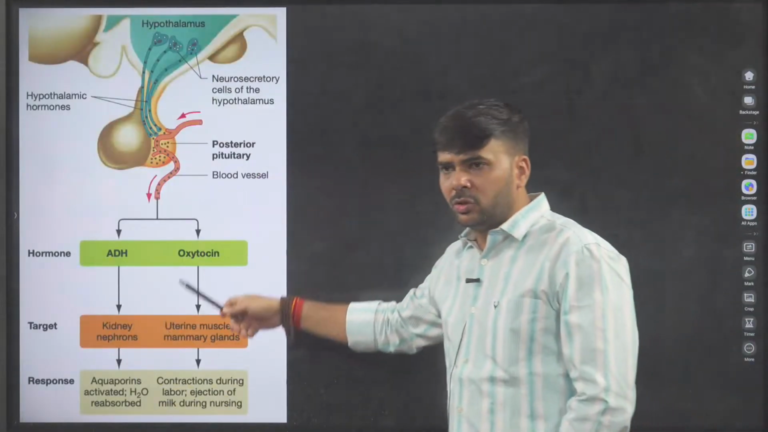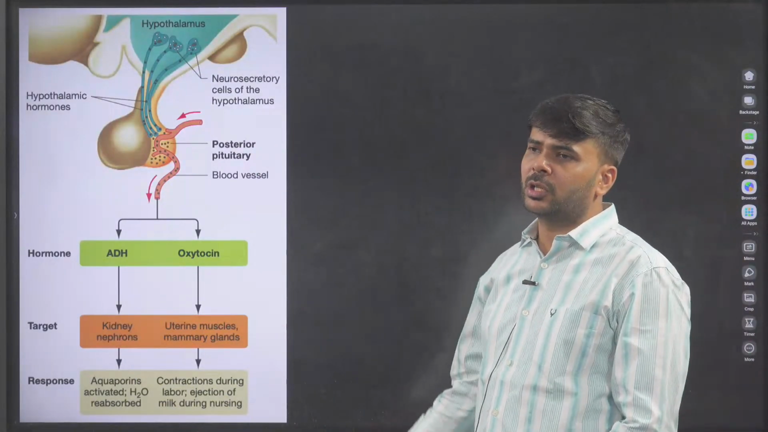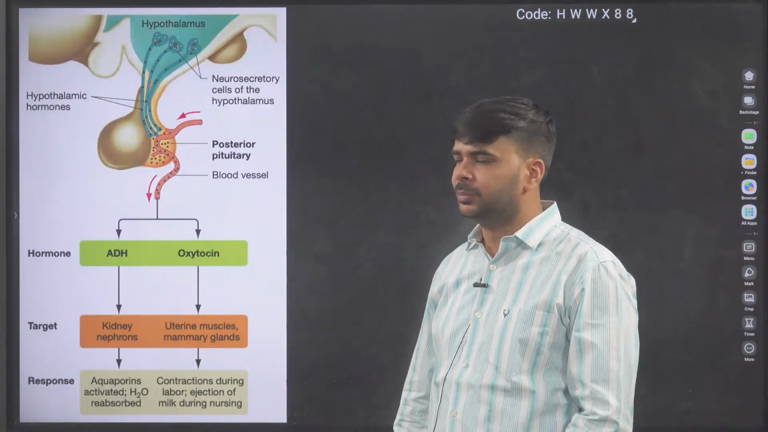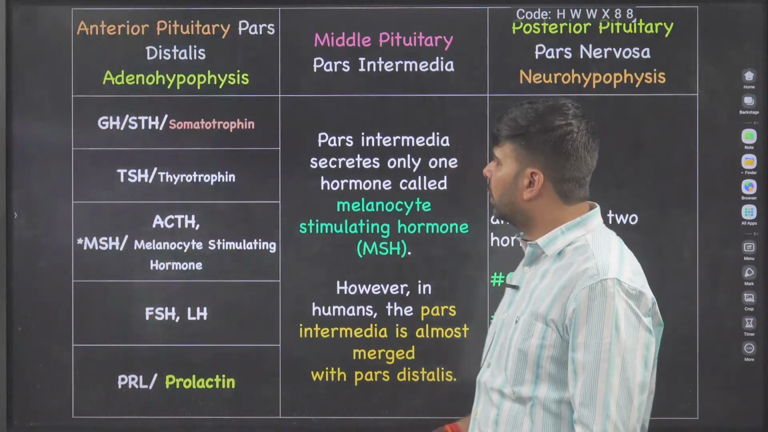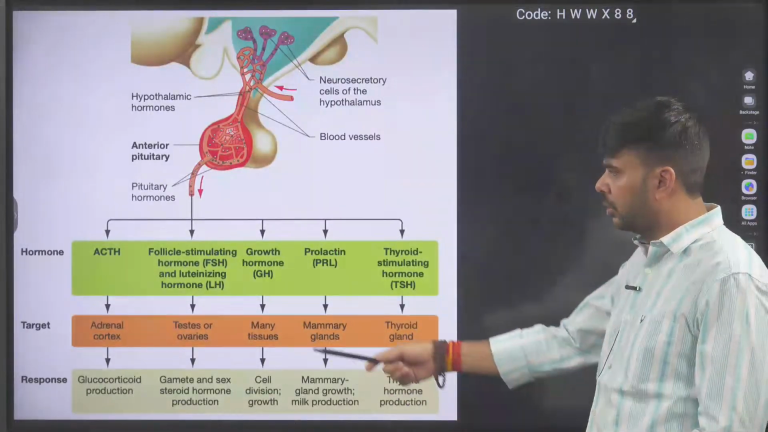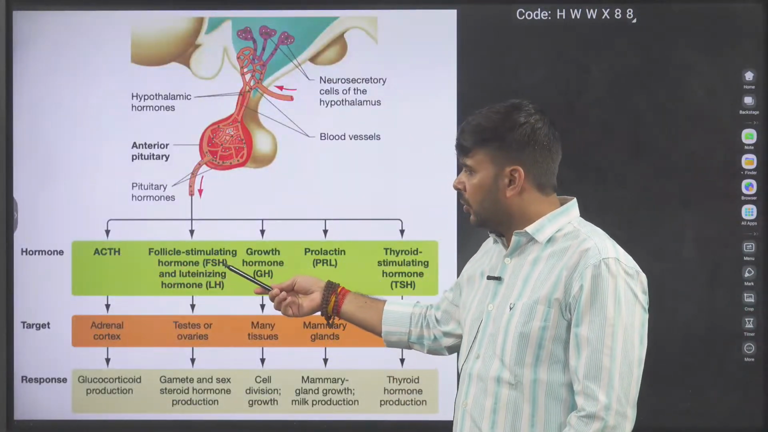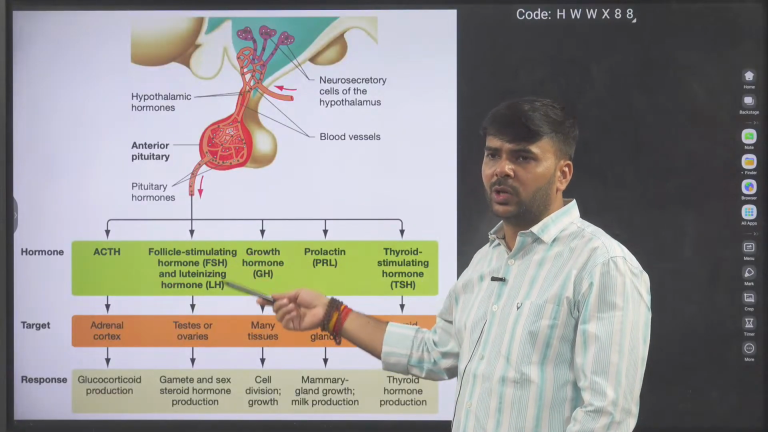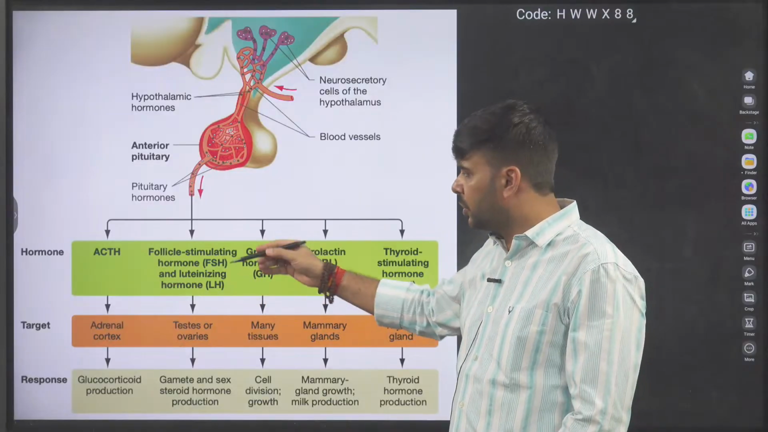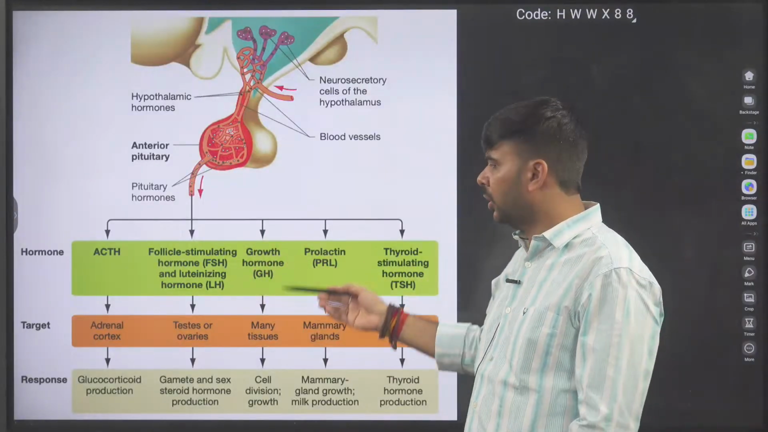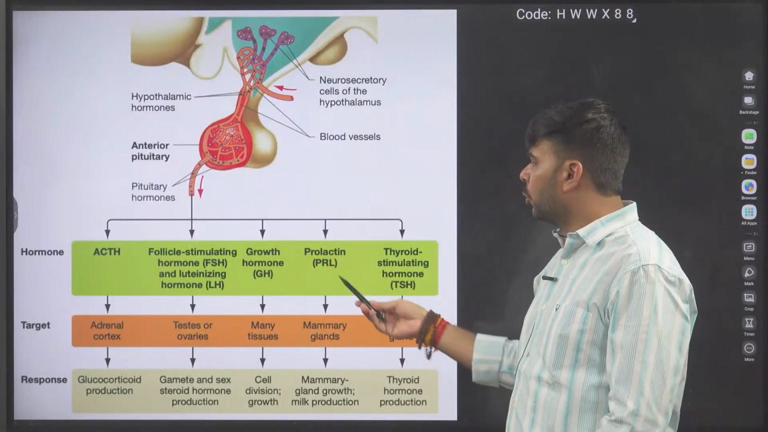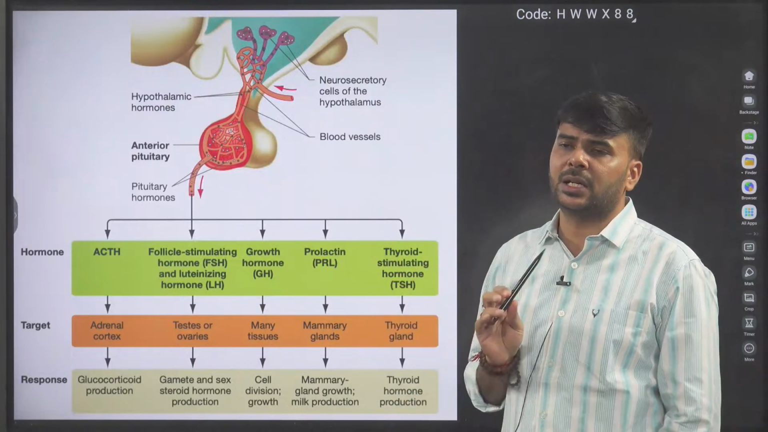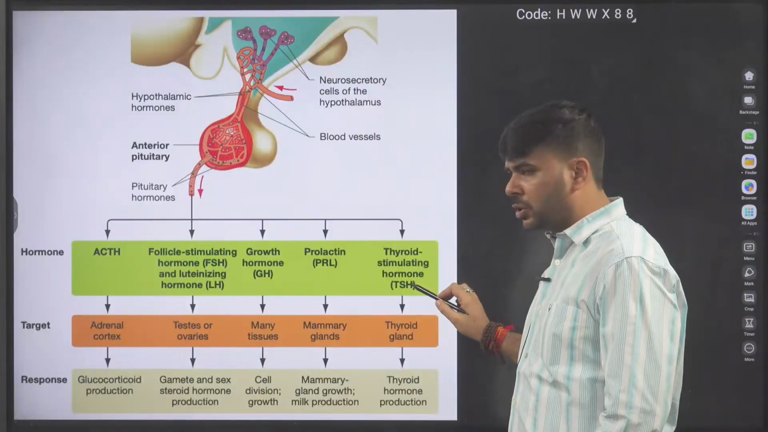Then posterior pituitary, 2 hormones. I'm starting from posterior pituitary: ADH and oxytocin. ADH is also called vasopressin. Then anterior pituitary, 5 groups of hormones: ACTH, follicle stimulating hormone and luteinizing hormone, together called gonadotrophins. No need to mug up, just FSH and LH you need to remember. Growth hormone, you know. Prolactin, the milk synthesizing hormone.